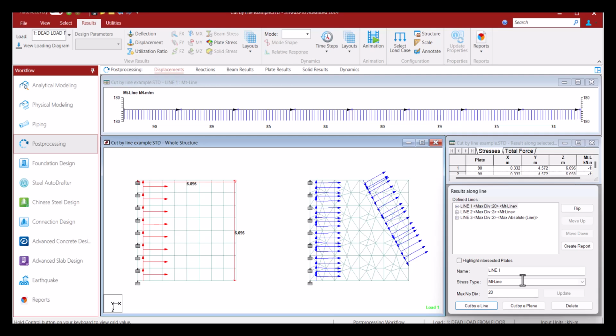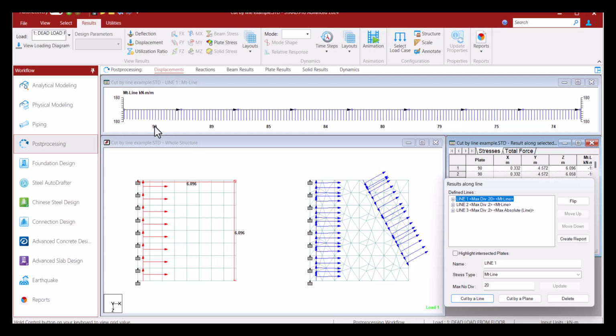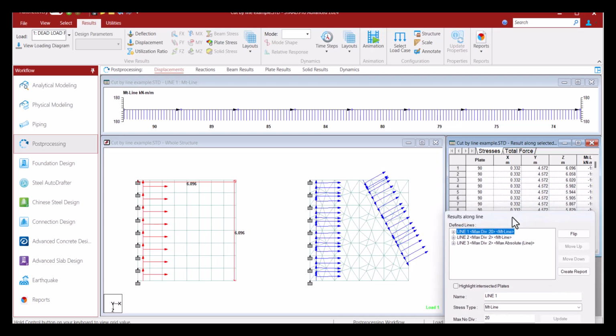Now the point is, definitely you can find the stress here. You can see these 20 divisions, which means I have just made some more finer calculation points at the intermediate locations. So maximum is 20. And also, if you go to total force, you can see all the moments. Essentially, this stress is represented as kilonewton meter per unit length. So kilonewton meter per unit meter.